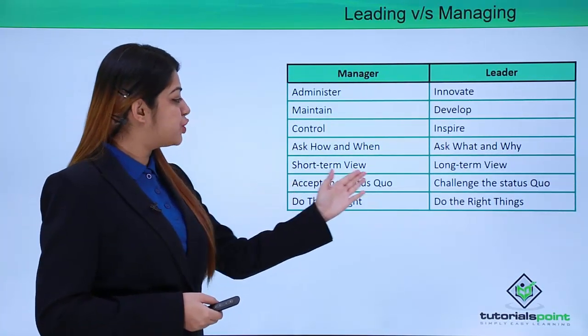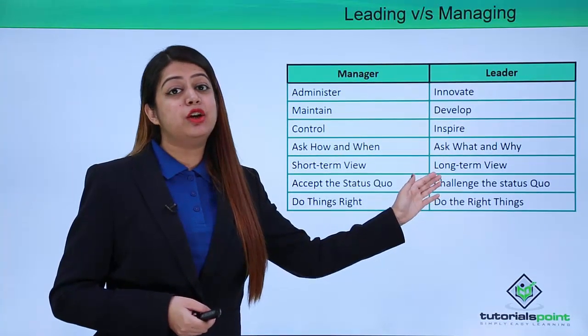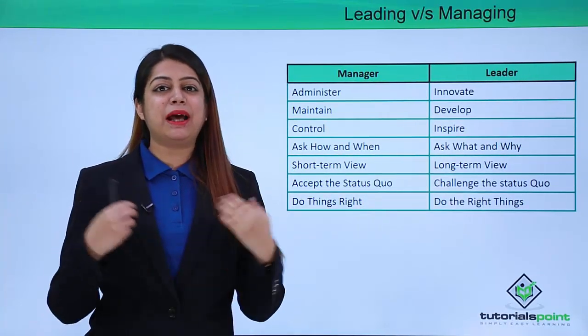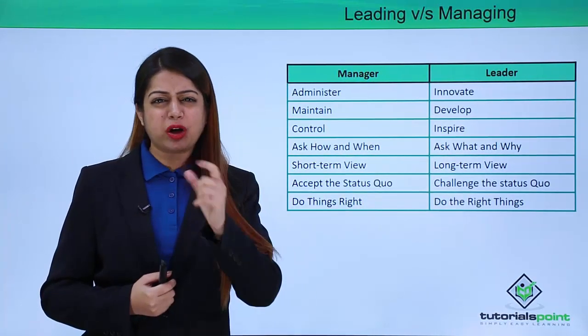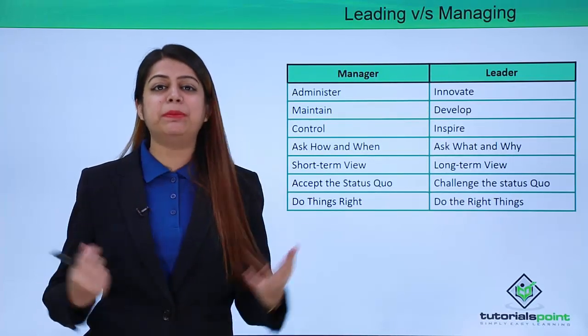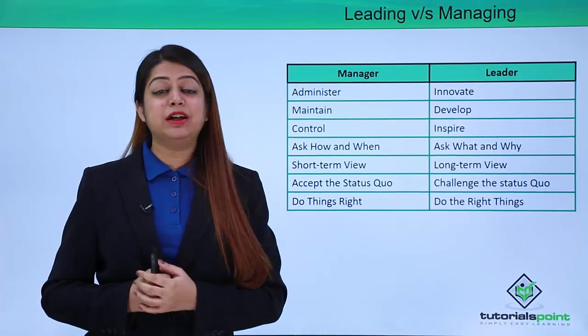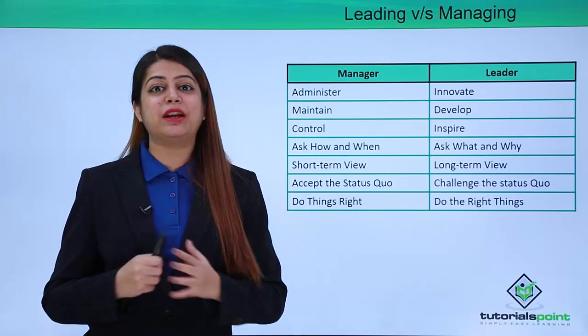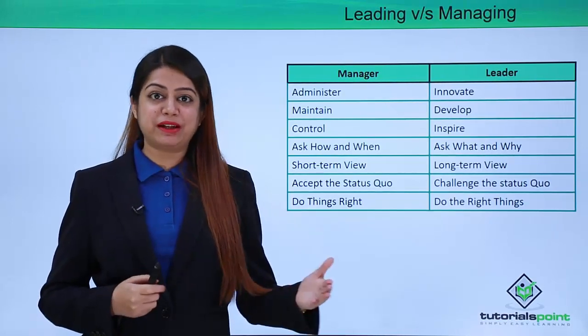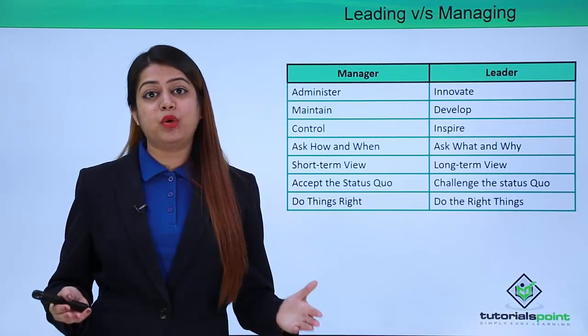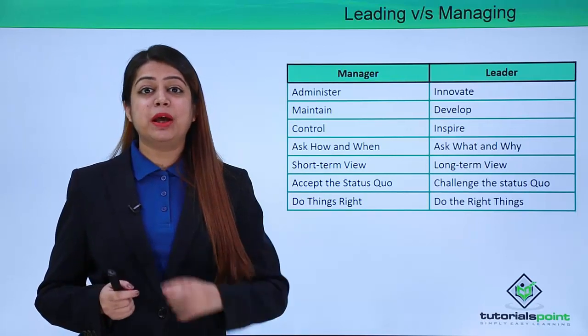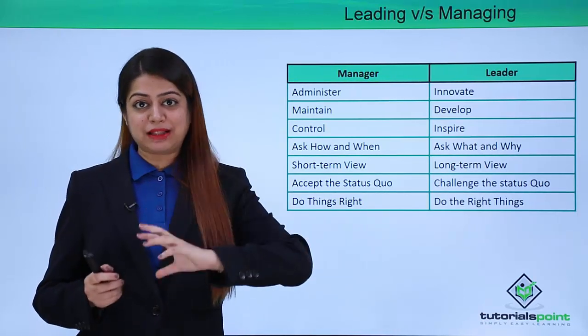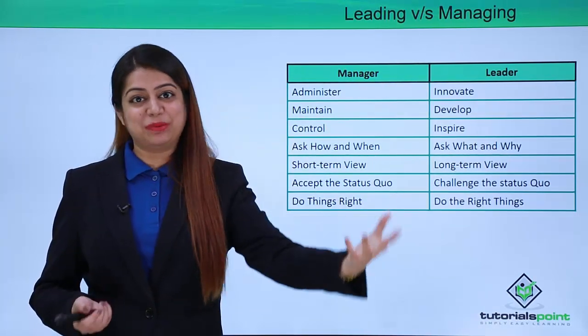A manager has a short-term view, but a leader has a long-term view. That means a manager is always looking after his short-term goals. He doesn't have a bigger picture in mind. However, a leader always has a long-term view and a long-term goal, which is more effective because having a long-term goal means that he is able to make small goals, and that's how he'll be able to reach the long-term goal.